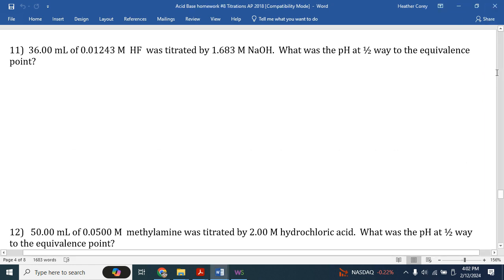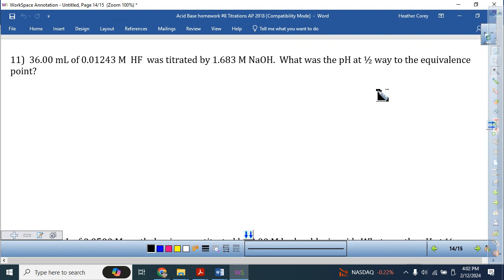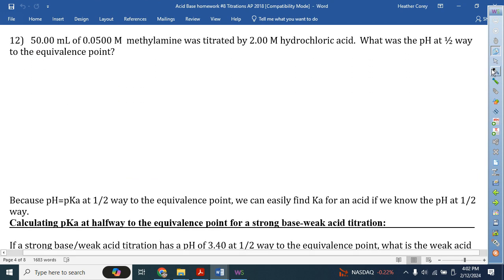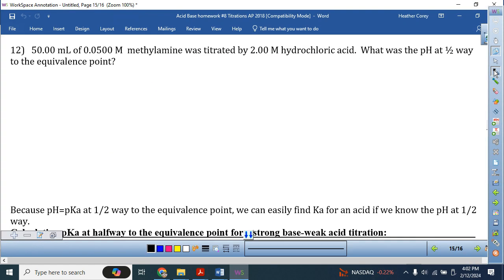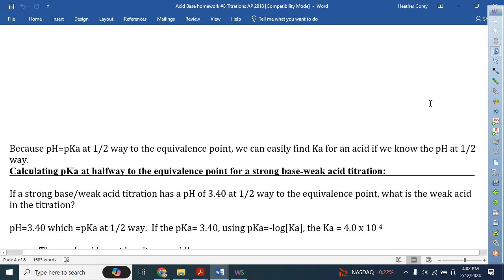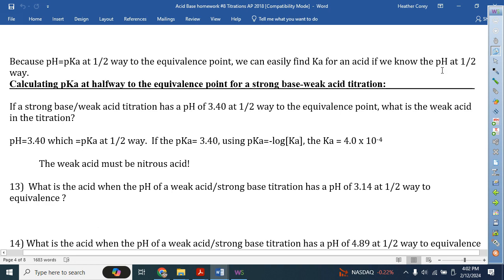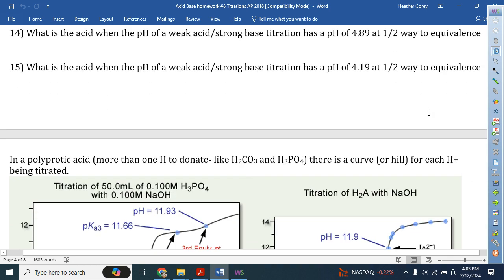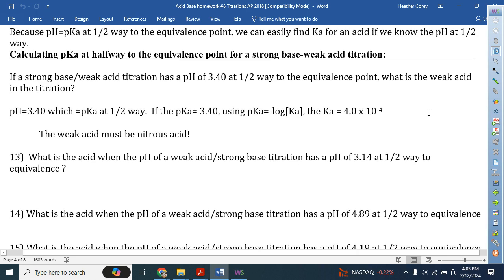Number 11, for this one, you should get a pH of 3.14 when you solve. And 12, you should get 10.64. Okay, notice this has an amine, so that means this is a weak base. Okay, and then the remaining information you need is in the part 2 video.